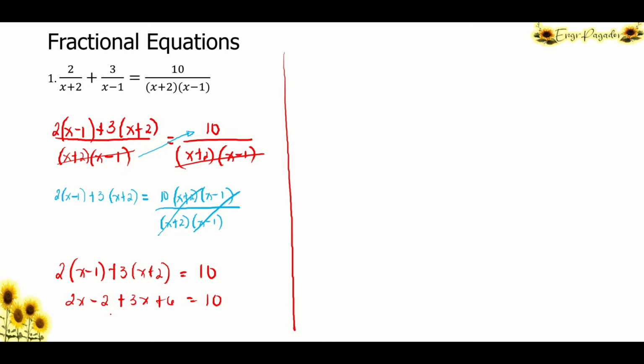So 2x, we can combine 2x and 3x. That will be equal to 5x since it is addition. And then negative 2 plus 6 will be equal to positive 4. And that is equal to 10. So what we will do is leave on one side the term with the unknown variable, and that is 5x. So this will be equal to 5x, and then we transpose the numerical constant to the other side. This will be equal to 10, from positive it becomes negative. So 5x is equal to 10 minus 4, that is 6.